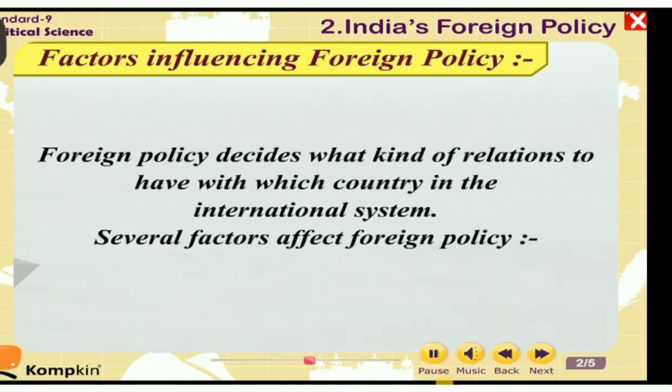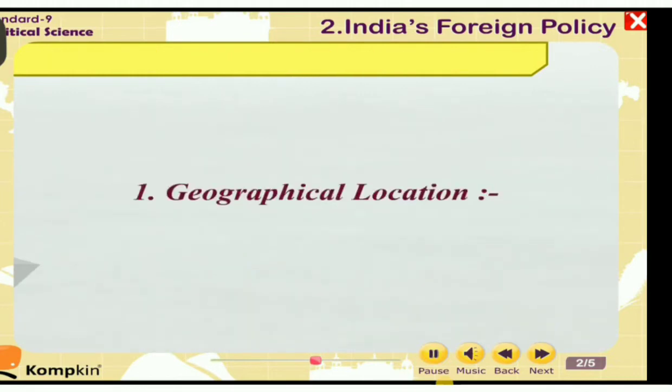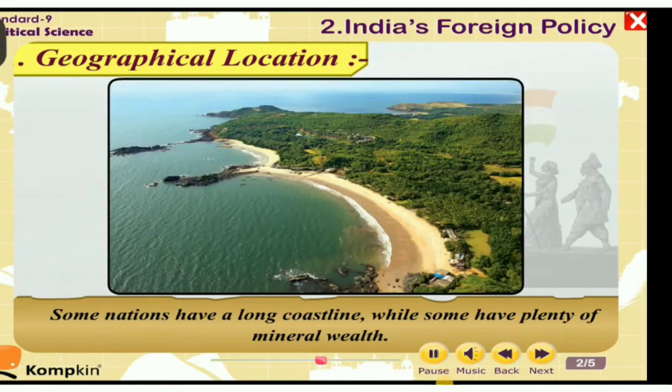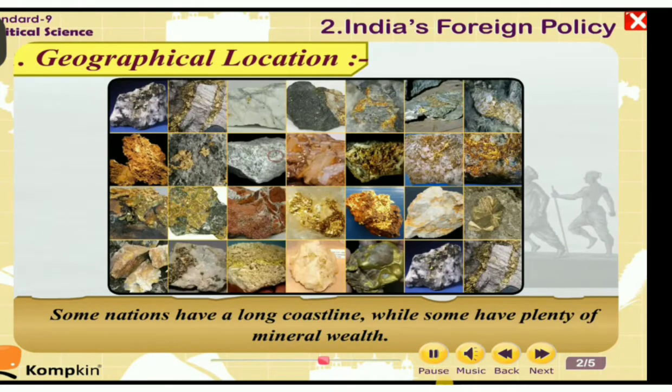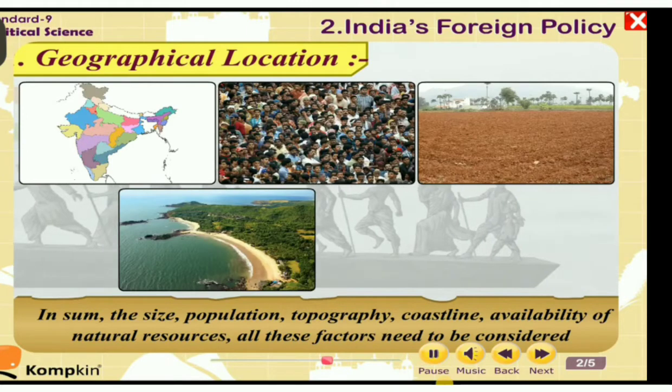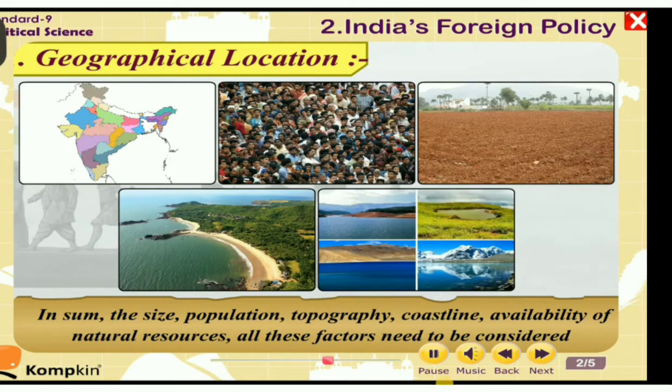Foreign policy decides what kind of relationship we have to have with a country. For example, with the USA I will have a different relation, and with Pakistan I have different relations. There are some factors, the first being geographical location. Some countries are far away from other countries, while there are several neighboring countries around some countries, like our neighboring countries Pakistan, China, etc. The USA, etc. are far away countries. Some nations have a good coastline. In size, population, topography, coastline, they have good natural resources. So it depends on the geographical location.